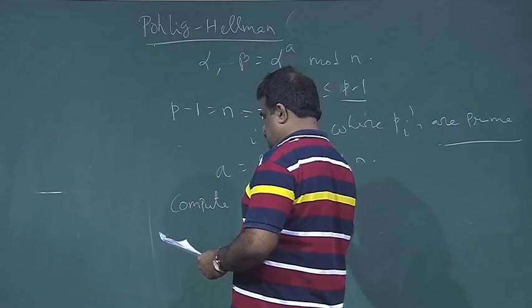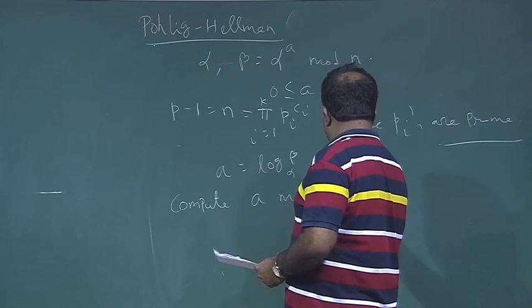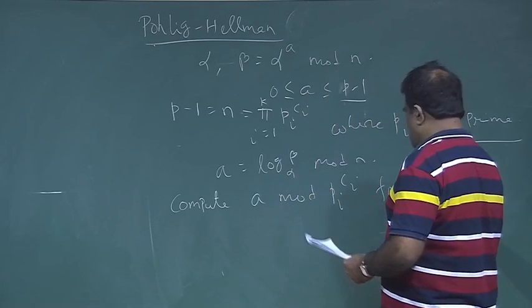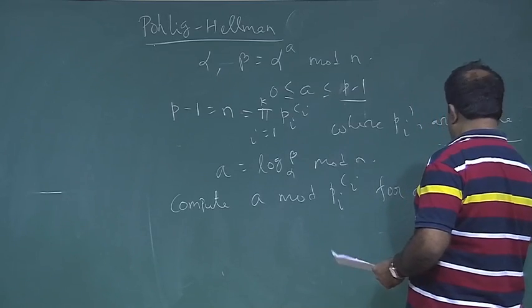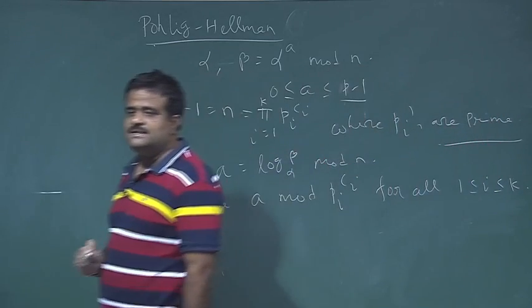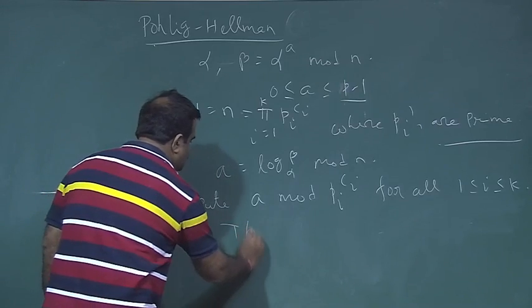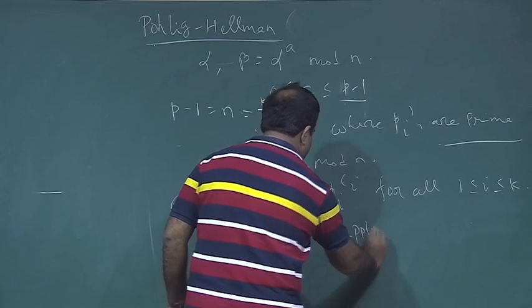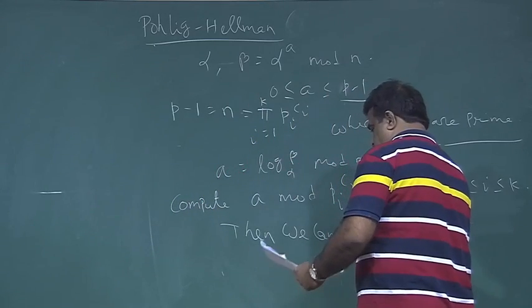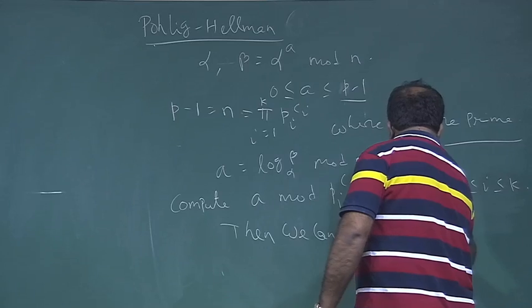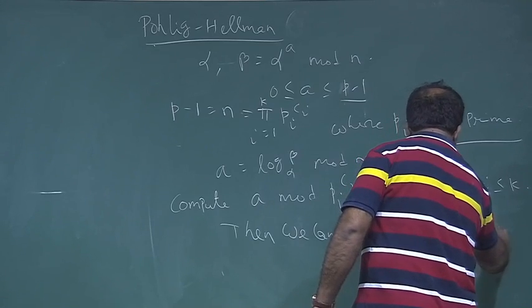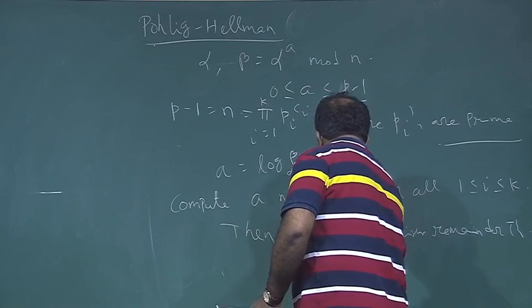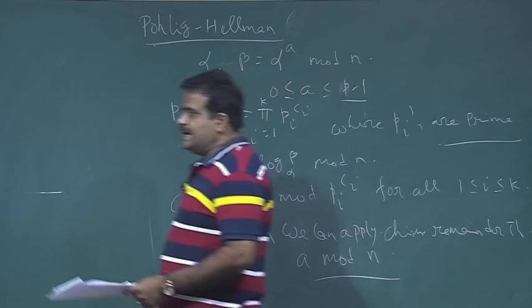a mod p_i to the power c_i for all i, then one can apply the Chinese remainder theorem to get a mod n. So, that is the idea.